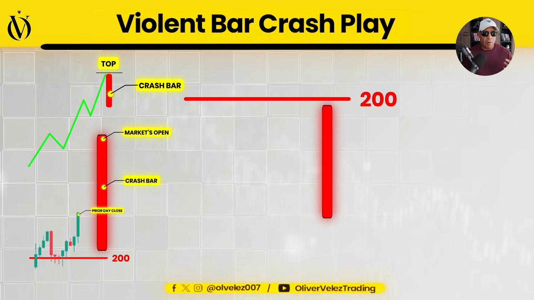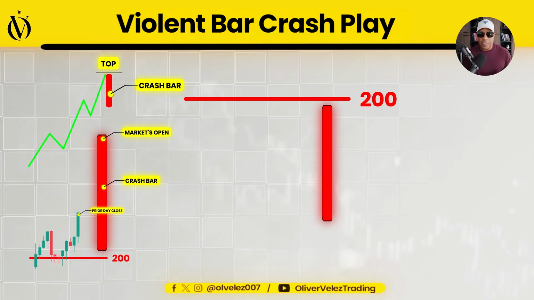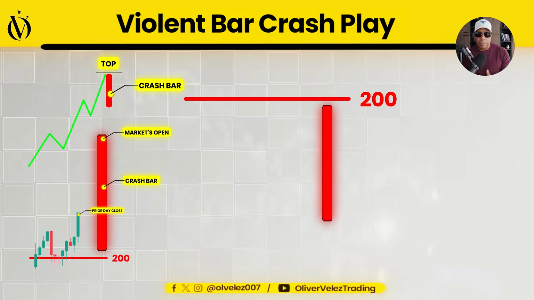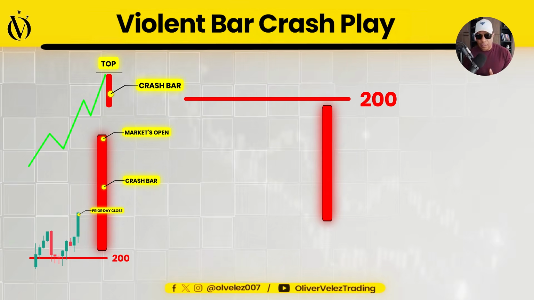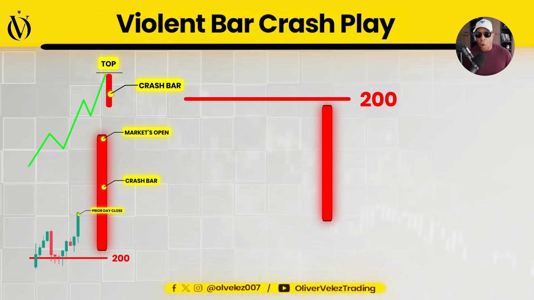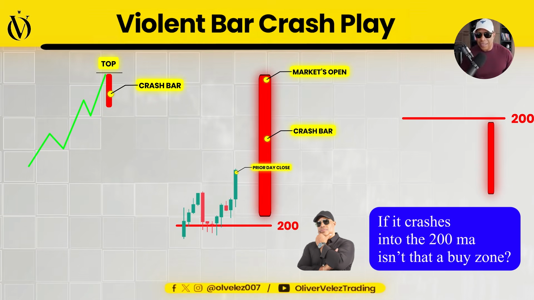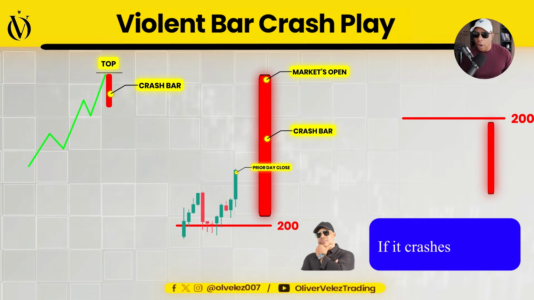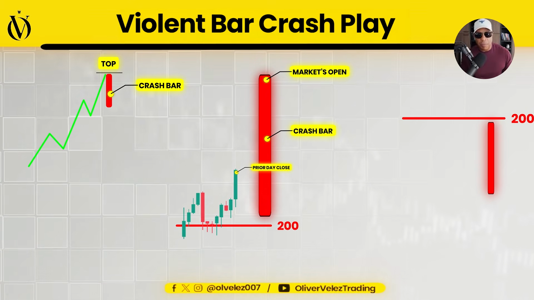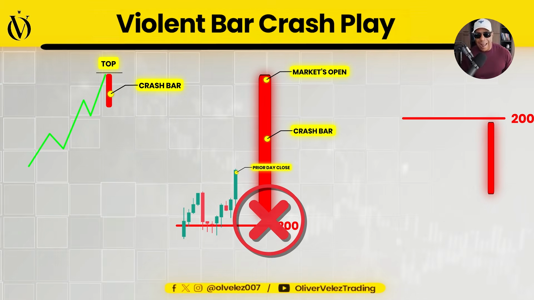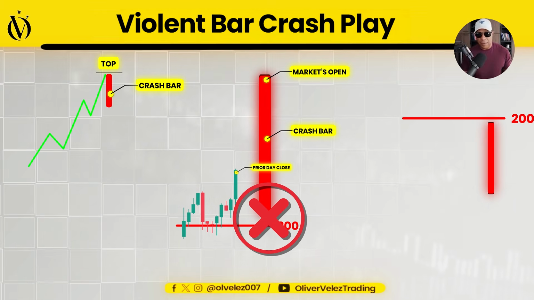So there are a variety of scenarios where this violent bar crash play can materialize, and they're all profitable, all of them. Some people will say, well, Oliver, if it crashes to the 200, isn't that in the buy area? No, not if it's a crash bar. The crash bar cracks the 200 significance.